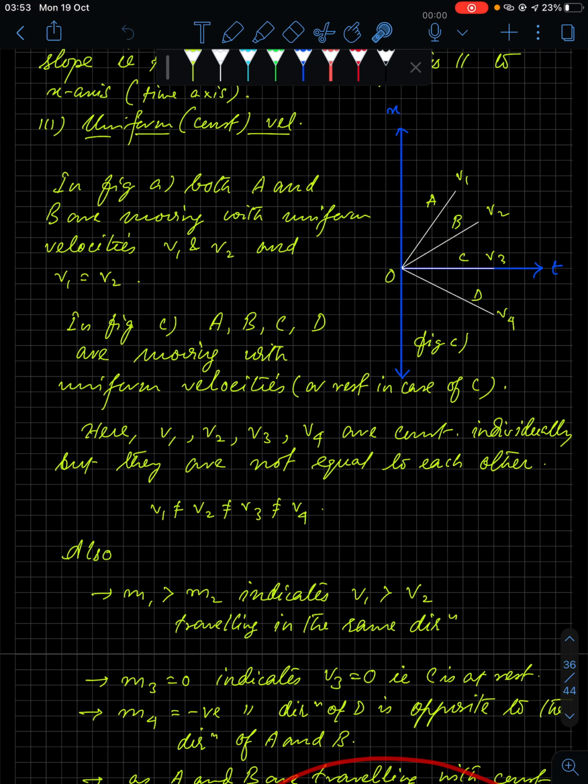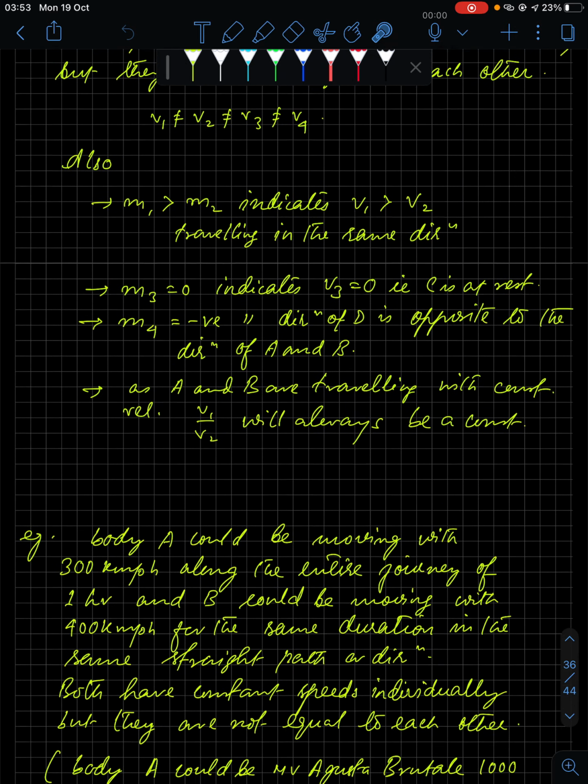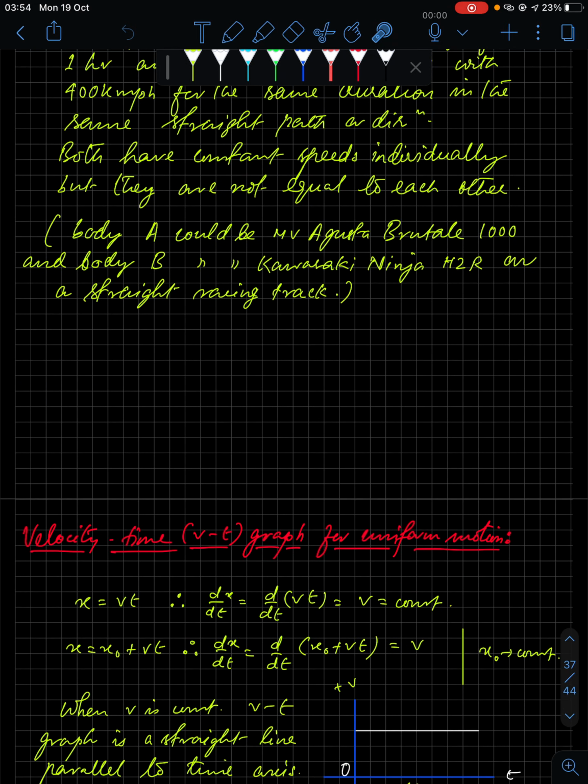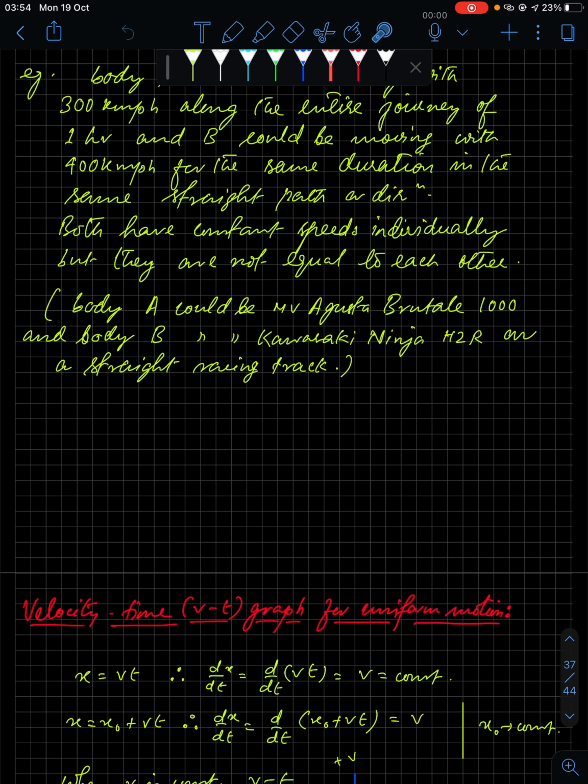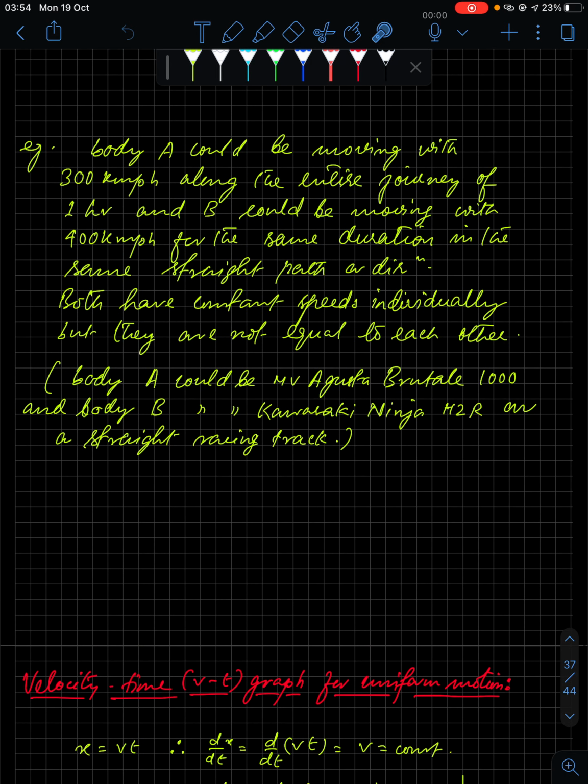All right. So you take the ratio at time t equal to 5 seconds, 10 seconds, 15 seconds, it will always remain constant. So an example is shown over here. Body A could be moving with 300 km per hour along the entire journey of 1 hour, and body B could be traveling with 400 km per hour for the same duration in the same straight path or direction. So in this case both have constant speeds, right? Individually they are constant speeds, but they are not equal to each other.